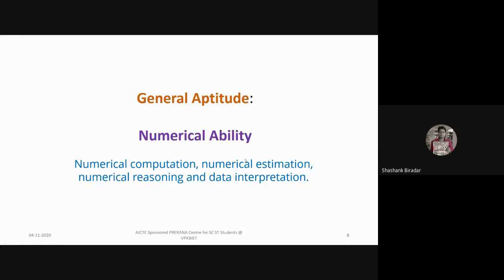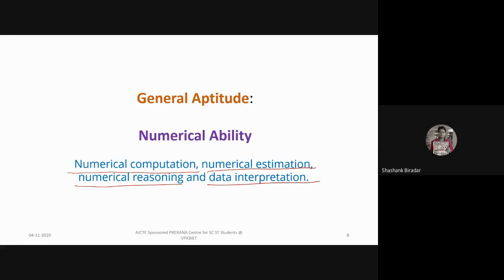We will be dealing with numerical computation, numerical estimation, numerical reasoning, and data interpretation. All these factors are very important when you are dealing with numerical ability. For today's section, we will be dealing with some examples regarding this numerical ability. Then again, I will be focusing on all the sections like numerical computation, numerical estimation, numerical reasoning, and data interpretation in tomorrow's lecture.